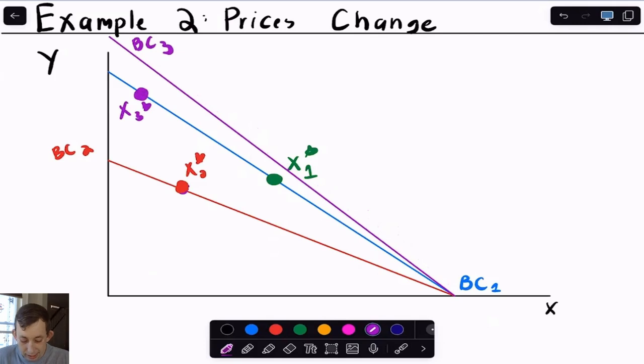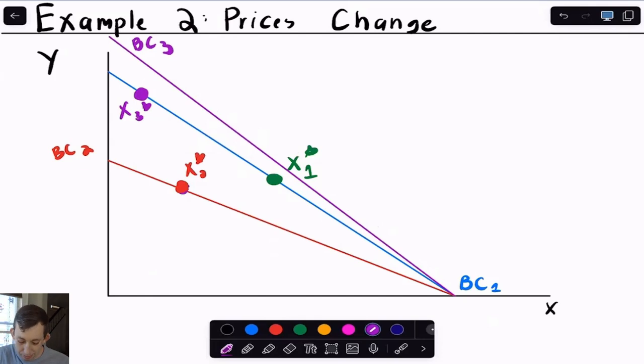Then once again, under both BC1 and BC3, both bundles were affordable under both budget constraints, and I'm changing which one I'm picking, okay? And that does not make sense. That's the WARP violation, because X3 star and X1 star are available both under BC1 and BC3. So I should not be changing which bundle is my optimal bundle. If X1 star is really my optimal bundle under both budget constraints, I should choose it both times. I shouldn't change which one I'm buying.